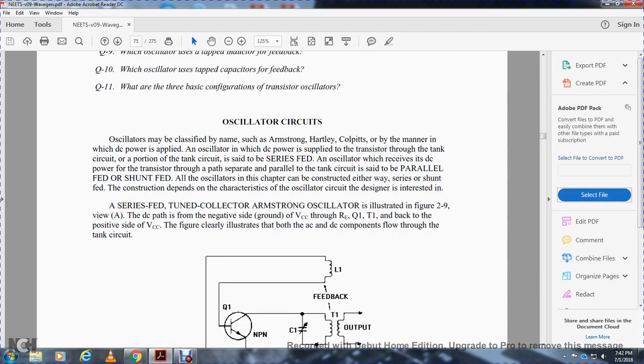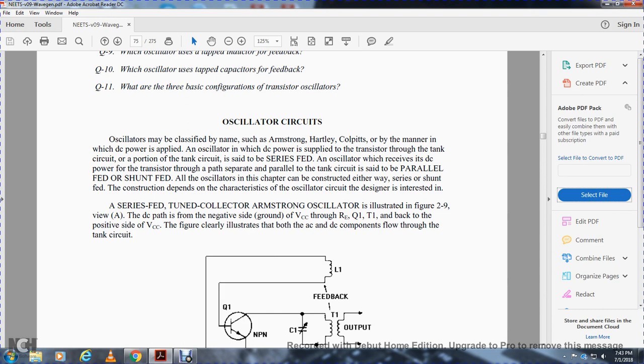Oscillator circuits. Oscillators may be classified by names such as the Hartley and Colpitts, and by the manner in which the DC power is applied. In oscillators in which the DC power is supplied to the transistor through the tank circuit, the tank circuit is said to be series fed. Oscillators that receive the DC power through a path separate from the tank circuit are said to be parallel fed, or shunt fed. All the oscillators in the chapter can be constructed in either way, series or shunt fed, but the construction depends on the character of the oscillator circuit and what the designer is interested in.